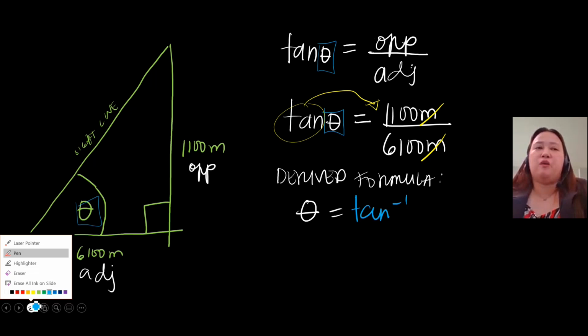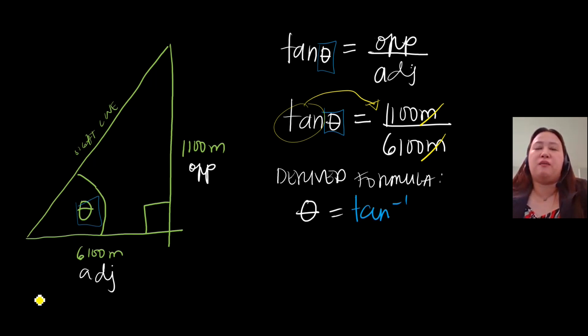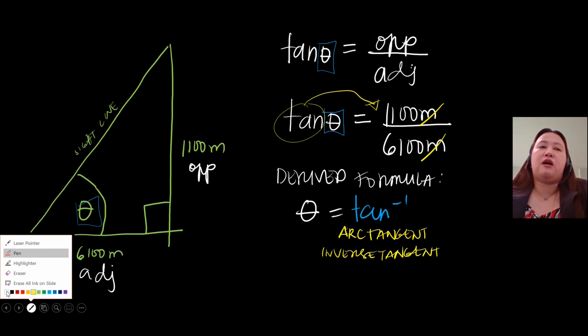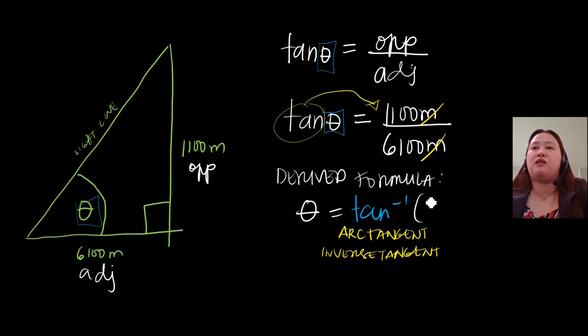By the way, we do not read it as tangent raised to -1. We read it as arc tangent or inverse tangent or inverse tan. Okay, arc tangent. Let us just complete it. Inverse tangent. That's it. And then you're just going to copy what is on the right side of the equation.